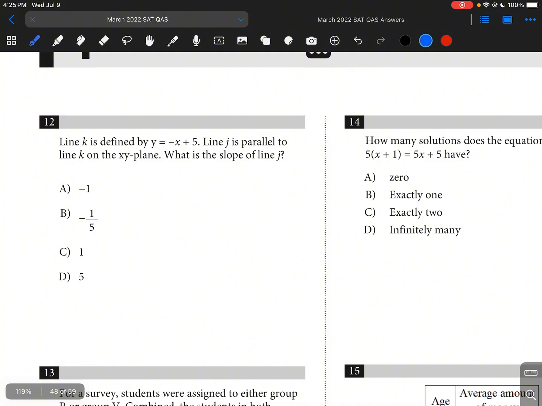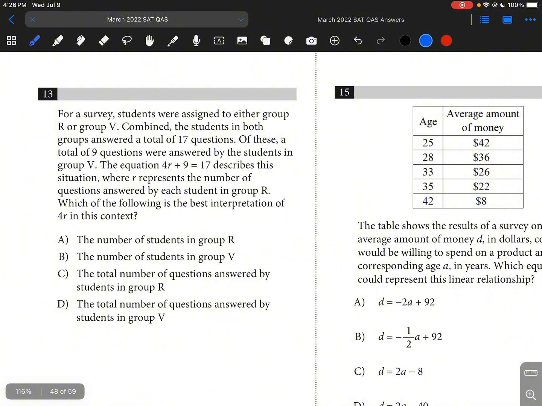Line K is defined by y equals negative x plus 5. Line J is parallel to K. What is the slope of line J? So parallel lines always have the same slope, and this is the classic slope-intercept form. So you know m is your slope, in this case negative 1. And since the lines are parallel, they have to have the same slope, so it's negative 1.